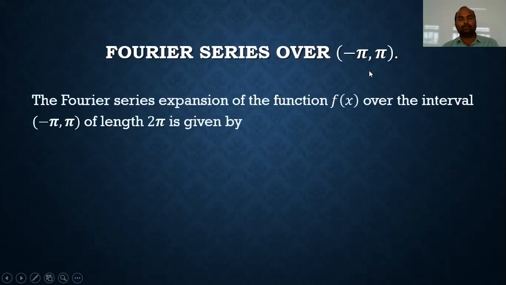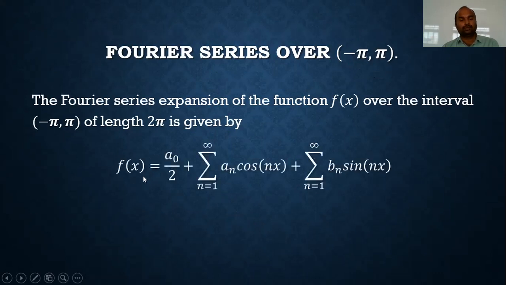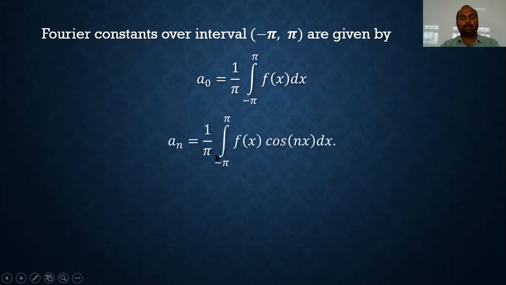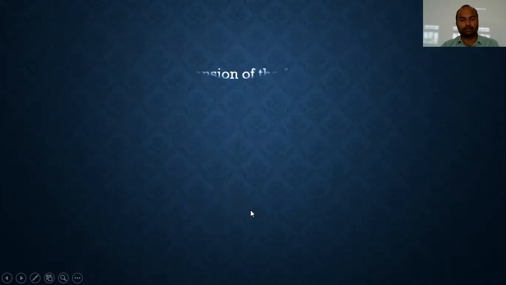Now we will move on to the Fourier series over the interval minus pi comma pi. Again the function f of x is a naught by 2 plus summation n equals 1 to infinity a n cos nx plus summation n equals 1 to infinity b n sin nx. Again these a naught, a n and b n are called the Fourier constants. The formulas are: a naught is 1 by pi integral minus pi to pi f of x dx, a n is 1 by pi integral minus pi to pi f of x cos nx dx, b n is 1 by pi integral minus pi to pi f of x sin nx dx.